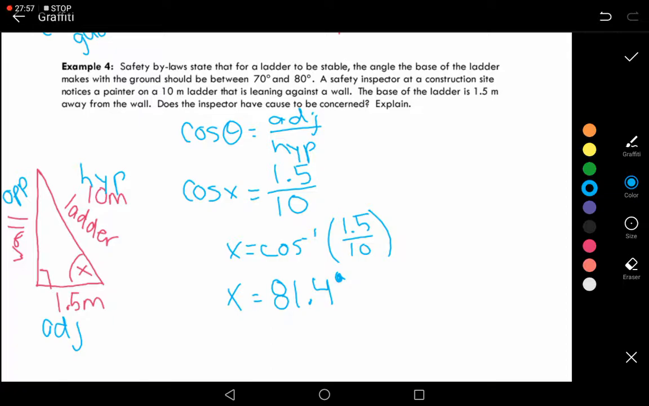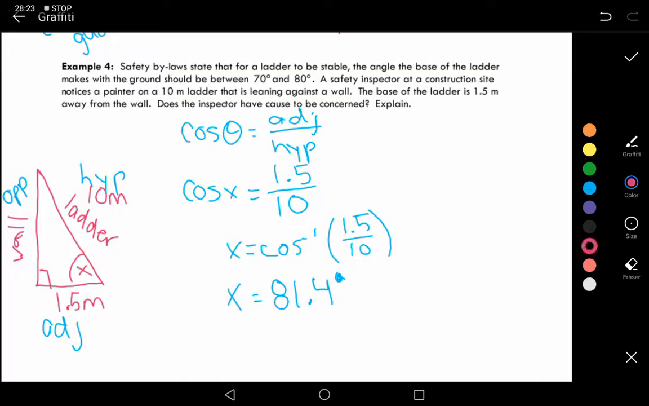So it says, does the inspector have cause to be concerned? Remember, he should be concerned if that angle is not between 70 and 80. So basically, if it's less than 70 or if it's greater than 80. Okay, as we can see, 81.4 is obviously a little bit greater than 80. Should he be super concerned? Probably not, right? Like that's not going to make a huge difference, but technically that is greater than 80.